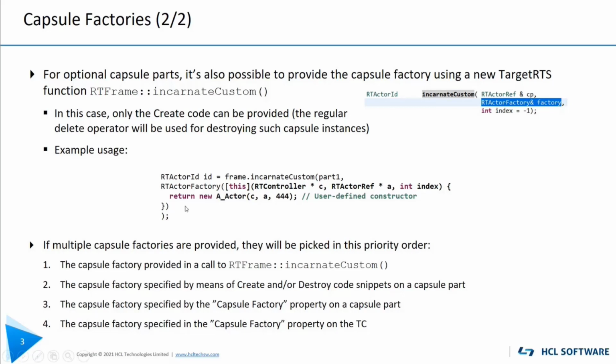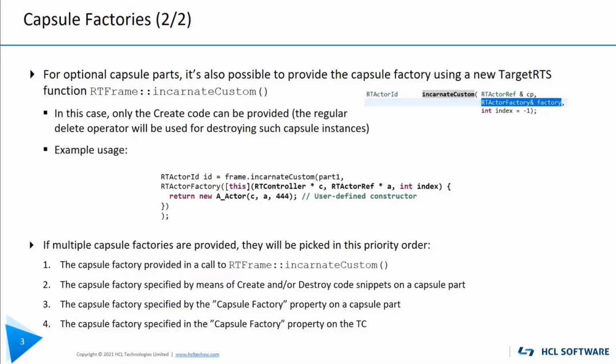You can do it in a convenient way using a lambda expression, like you can see here. So you can actually construct the RTActorFactory by providing the function that will be used for creating the capsule instance. In this example, we show how to invoke a user-defined constructor that takes an integer as the third argument.